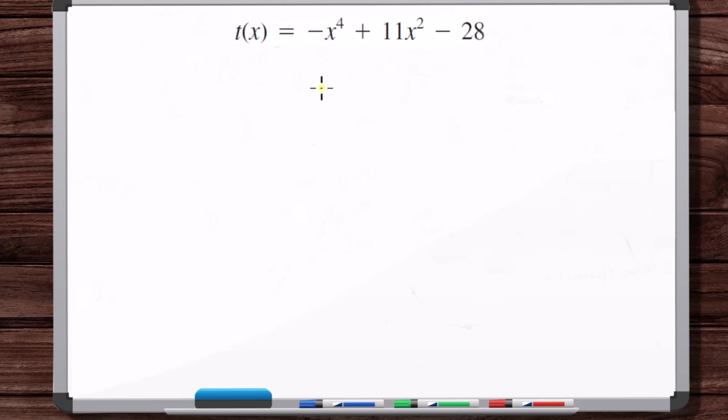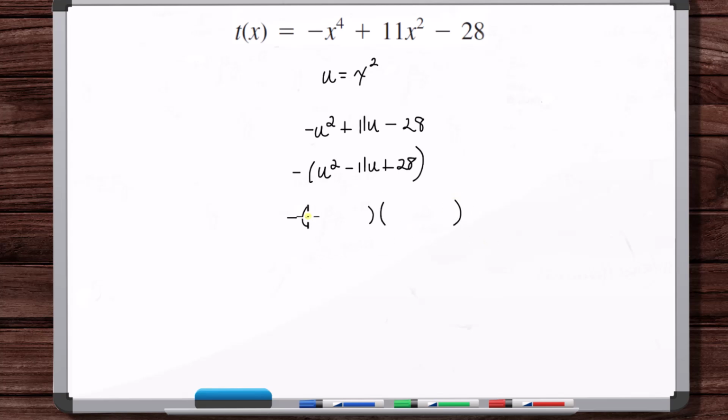Let's factor this. We'll start by saying u is equal to x squared, which means this is minus u squared plus 11u minus 28. Now let's take out a minus 1. Now we can factor this. 7 times 4 is 28, and 7 plus 4 is 11. Minus 7 minus 4 is minus 11. Minus 7 times minus 4 is positive 28. So now substitute the u back in.